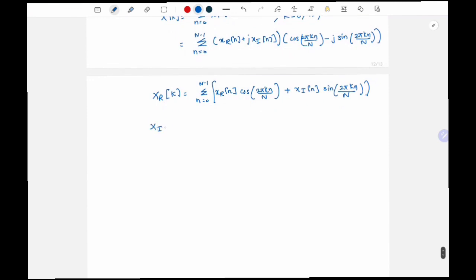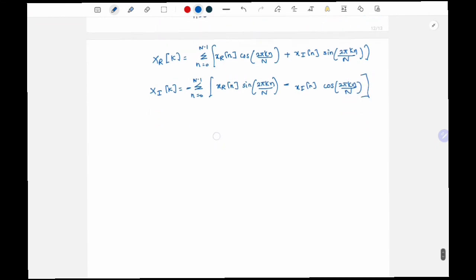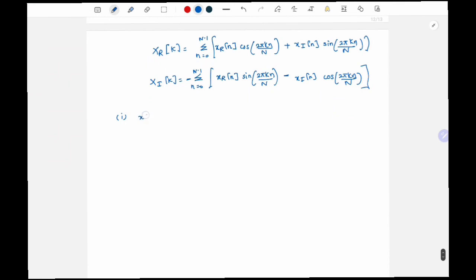Similarly, your Xi of k will be the summation n equal to 0 to N minus 1 of xr of n into minus j sin 2 pi k n by N. So you will have a minus sign: xr of n sin 2 pi k n by N, minus xi of n into cos 2 pi k n by N.